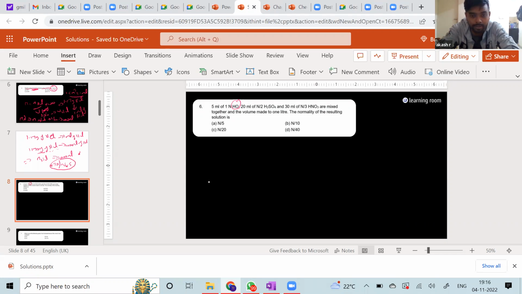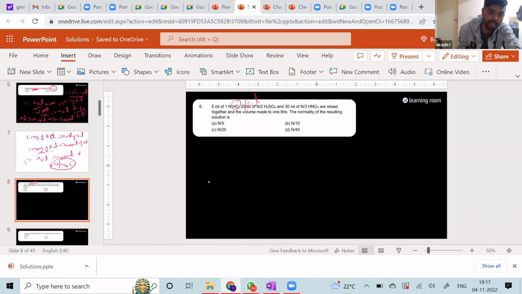5 ml of HO. Okay, fine. I think it's HCl, right? We'll take it as 5 ml of HCl. Okay. The first one is HCl. 5 ml of 1N HCl, 20 ml of N by 2 H2SO4, and 30 ml of N by 3 HNO3 are mixed together, and the volume is made to 1 liter. Right? Find the normality of the resulting solution.